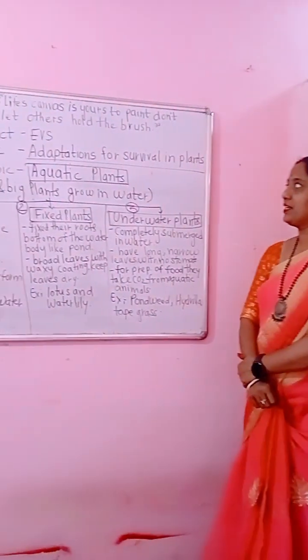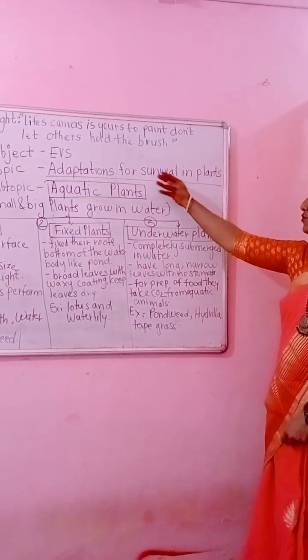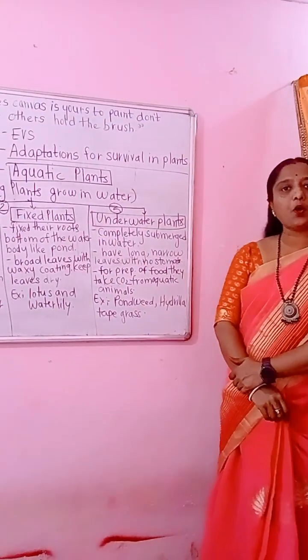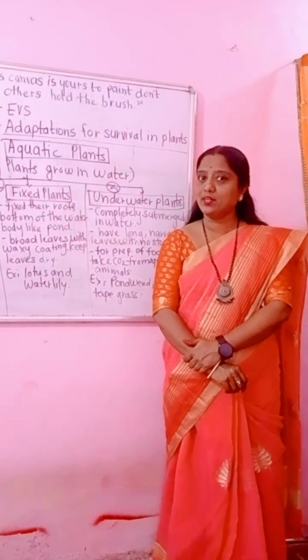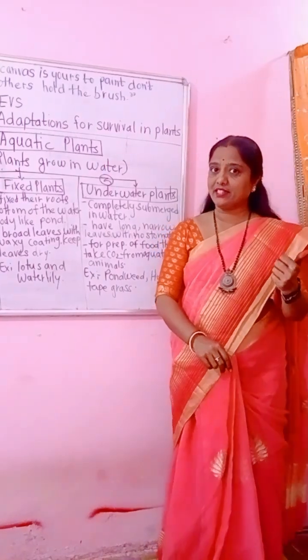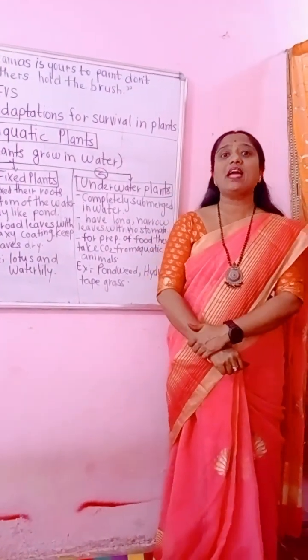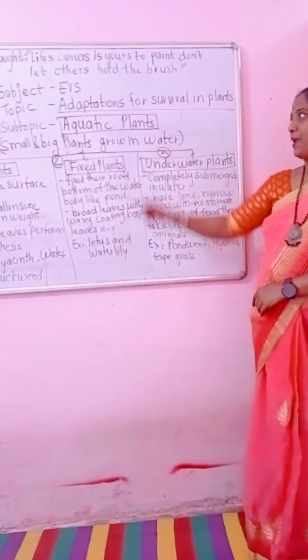Now, today's subject is environmental studies and our topic name is the adaptations for survival in plants, and the subtopic name is aquatic plants. In the last lecture, we learned about the terrestrial plants. Plants are divided into two types, the terrestrial plants and the aquatic plants. Today we will learn about the aquatic plants.